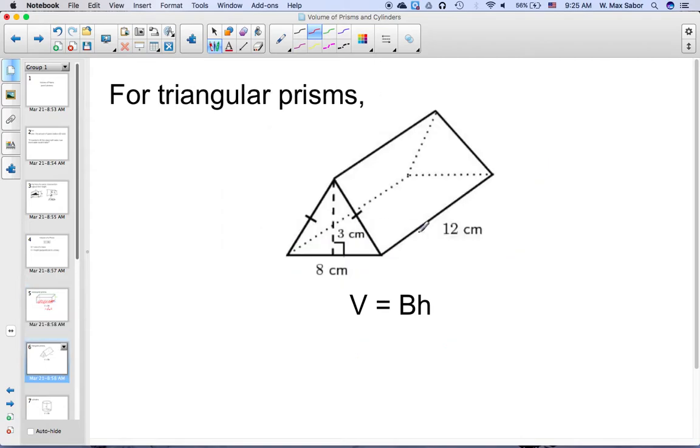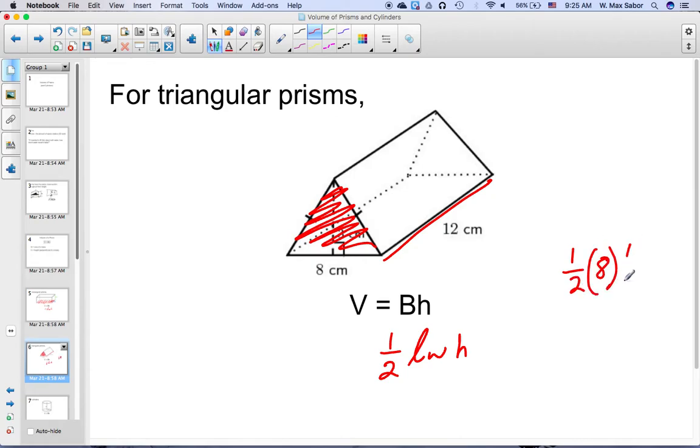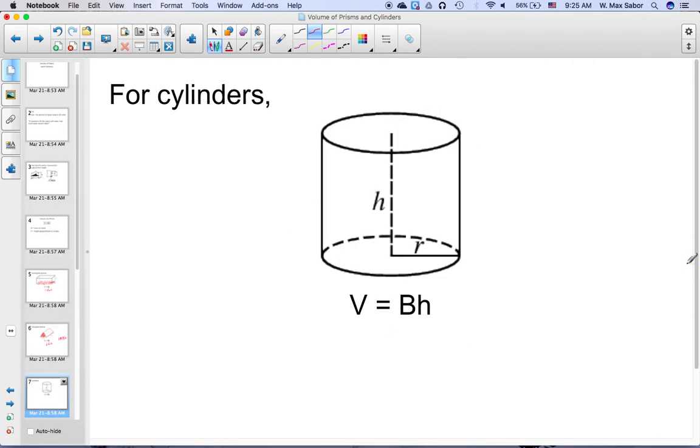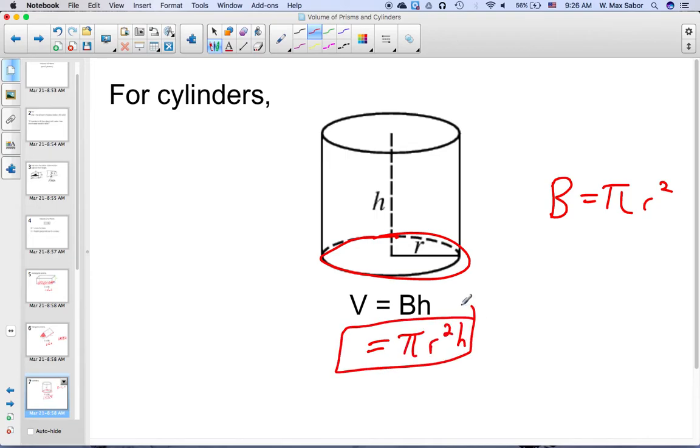For triangular prisms, the base is now 1/2 length times width, and then times the height. So in this problem, it would be 1/2 times the length times the width times the height. For cylinders, the area of the base is pi r squared. So because it's pi r squared, we have pi r squared times height as the volume of a cylinder.